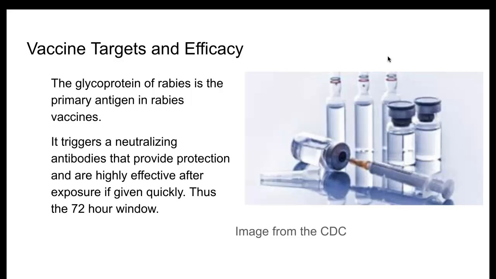Vaccine targets and efficacy. The glycoprotein in rabies is the primary antigen, so it's what's on the outside of the virus, and that's what the vaccine is going for. It triggers a neutralizing antibody, and that gives you protection that's highly effective after exposure. So if you get the vaccine, especially before symptoms start, it's almost 100% effective. But if you don't get it there, it's also almost 100% fatal. It's a really scary thing. So that's why if you get bitten by a bat, or even touch a bat, you should go in and get something within 72 hours.